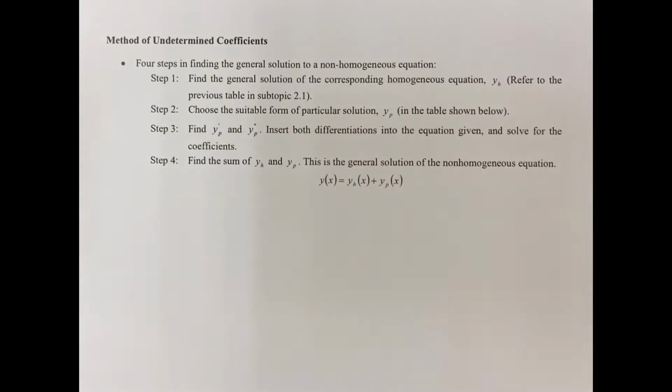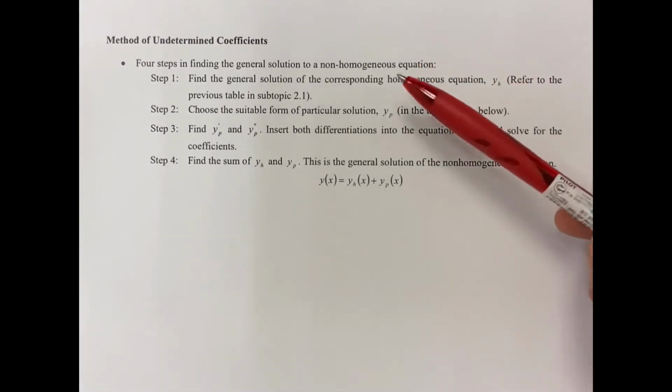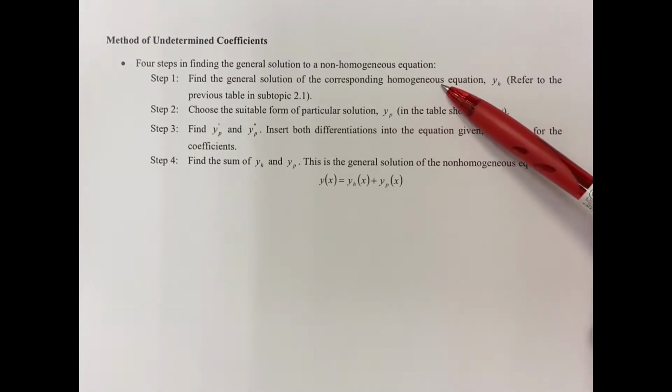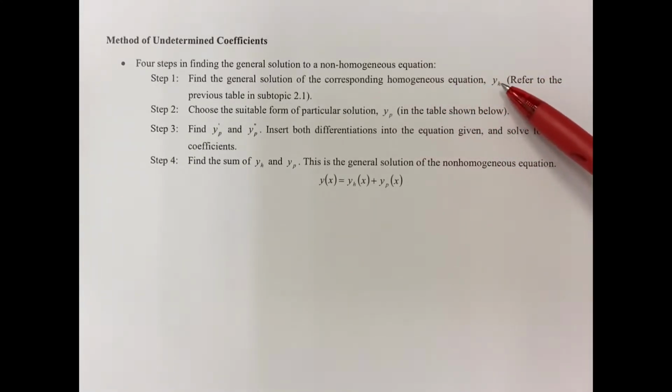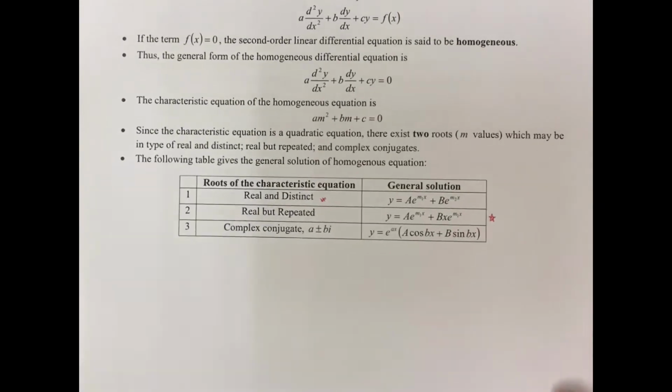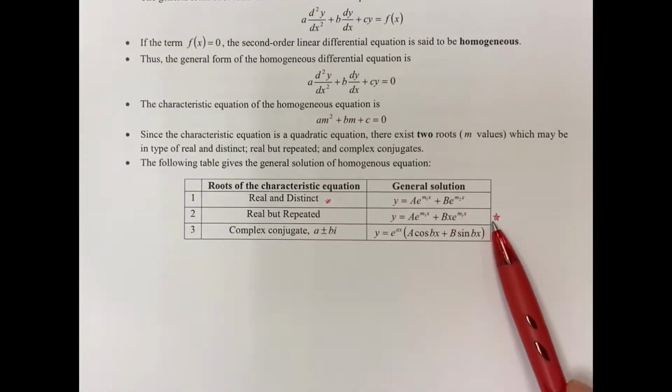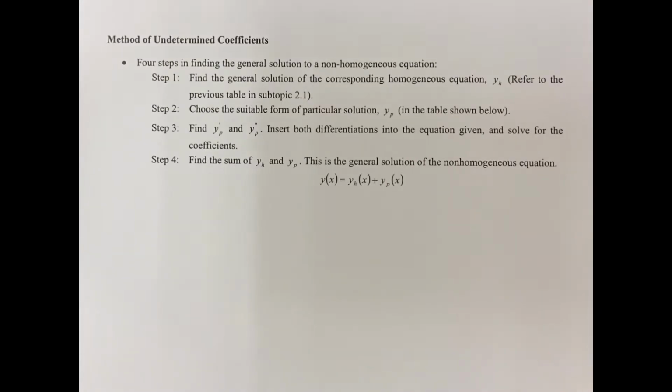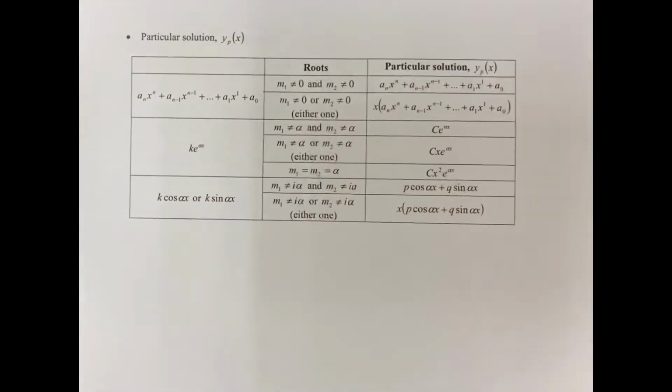The first method, undetermined coefficients. Basically there are 4 steps in finding the general solution using this method. The first step is to find the general solution of the corresponding homogeneous equation, YH. For YH, you need to refer to the previous table. This is the table for YH. Second step is to choose the suitable form of particular solution, YP. And this is the table for YP.